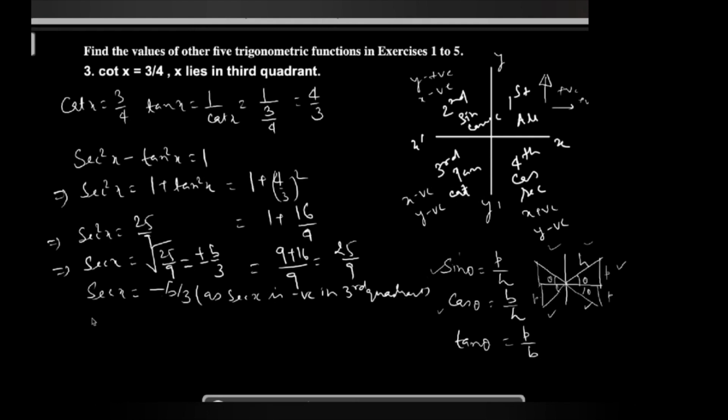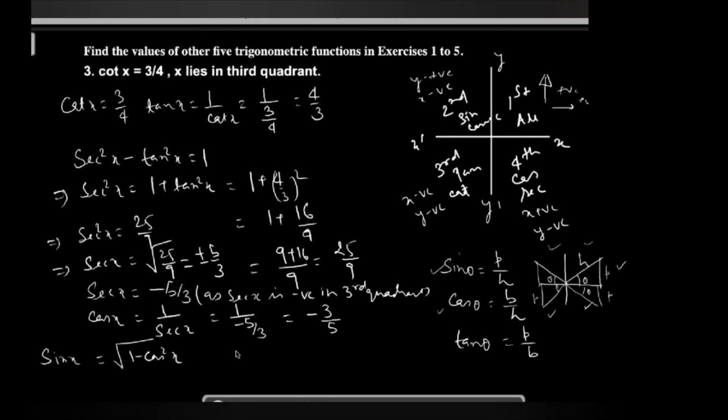Given this, we get cos x equals 1 upon sec x, which is nothing but 1 upon minus 5 by 3, and we'll get minus 3 by 5. So now we have got sec x, we have got cos x. Now can we get sin x from here? So sin x would be nothing but square root of 1 minus cos square x. Why? Since sin square x plus cos square x equals 1. So this will give me 1 minus cos square x, which is nothing but 1 minus minus 3 by 5 whole square.